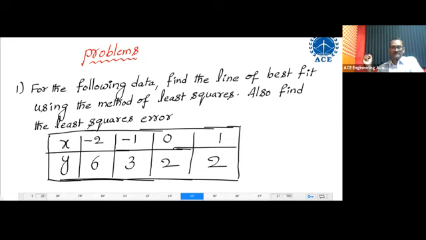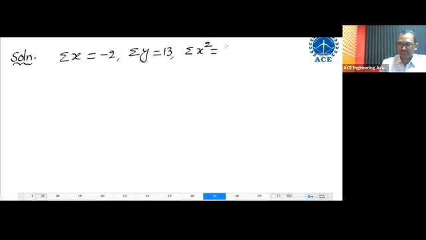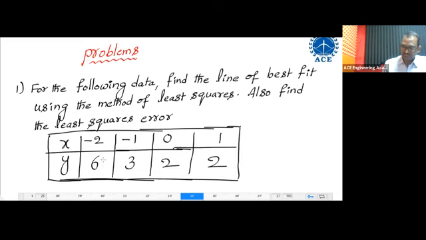Sigma x square: -2 whole square, 4, plus -1 whole square, plus 0 square, plus 1 square, that is 6. Sigma xy means these two product plus these two product plus these two product plus these two product. Roughly -12 -3 plus 2. That is -13.